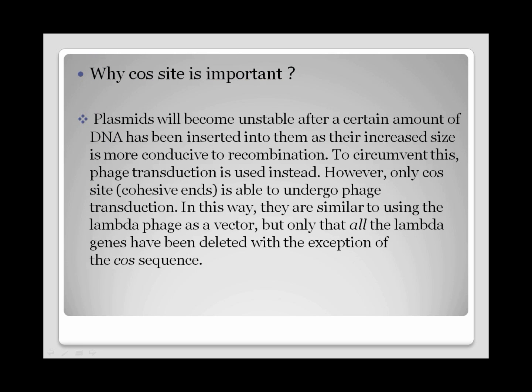Why are COS sites important? Plasmid will become unstable after a certain amount of DNA has been inserted into them, as their increased size is more conducive to recombination. To circumvent this, phage transduction is used instead. However, only COS site is able to undergo phage transduction. In this way, they are similar to using the lambda phage as vector, but with all the lambda genes deleted except for the COS sequence.